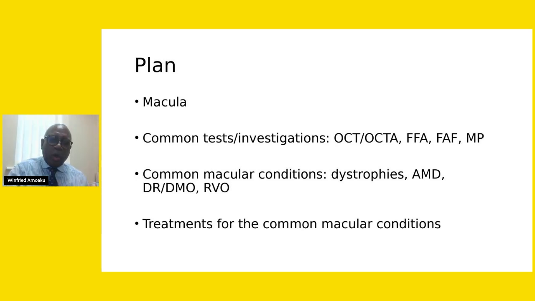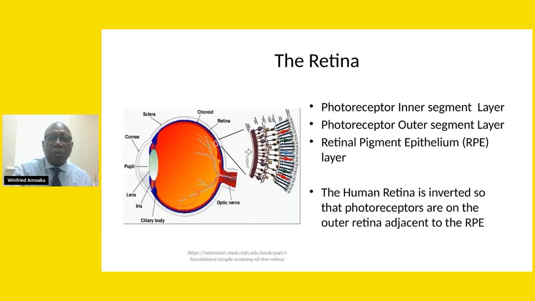We'll talk about the common tests and investigations that we do in the clinic, including optical coherence tomography, fundus fluorescein angiogram, fundus autofluorescence, and microperimetry. Then we'll talk about the common macular conditions, the macular dystrophies, age-related macular degeneration, diabetic macular edema, retinal vein occlusions, and then we'll talk about the treatments that are available for these common diseases as well.